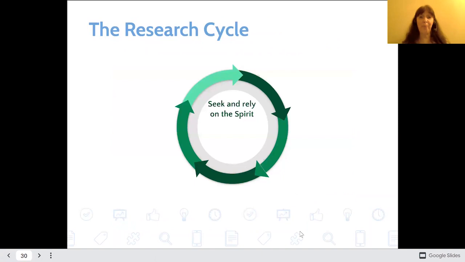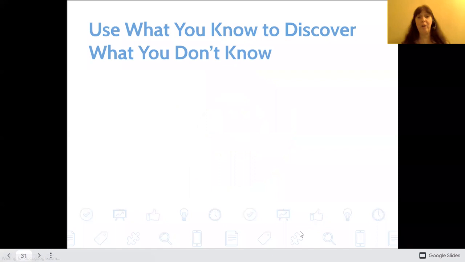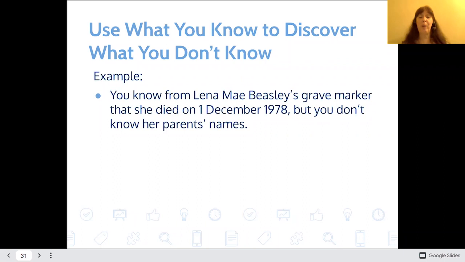The next thing is to use what you know to discover what you don't know. This again will look familiar to some of you who were in a previous class, but I think it's worth repeating. So this is what I mean. Let's say that you have maybe a grandmother or a great-grandmother, and her name is Lena Mae Beasley, and you didn't meet her in life, but you know from her grave marker that she died on the 1st of December, 1978. But let's say for whatever reason, you don't know her parents' names. Maybe you're just starting your family history, or you've searched and couldn't find them, or whatever the reason. You don't have any idea who those people are.